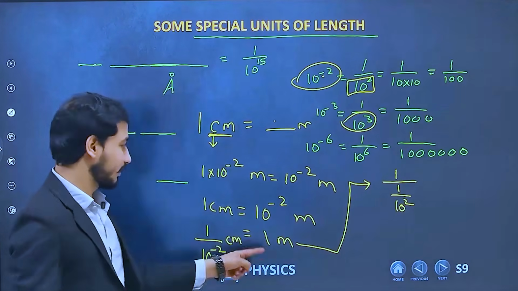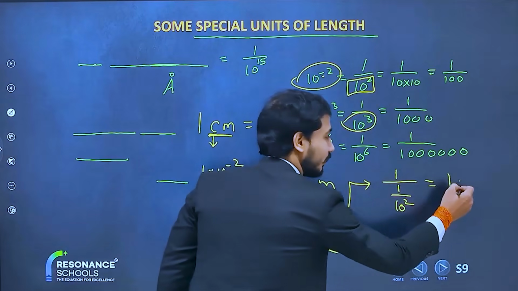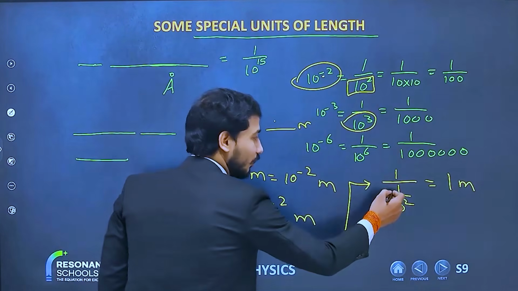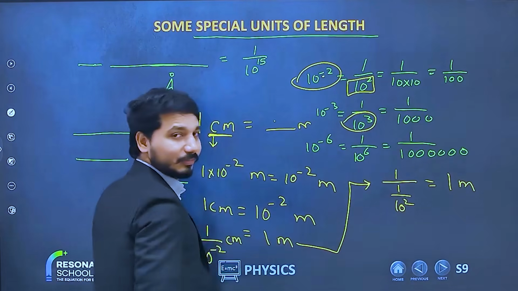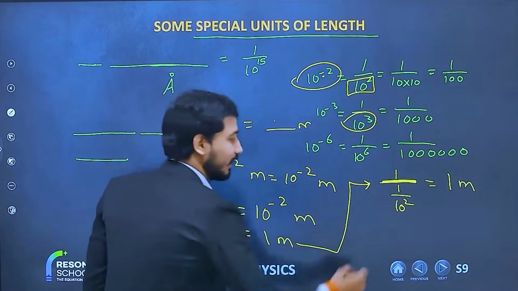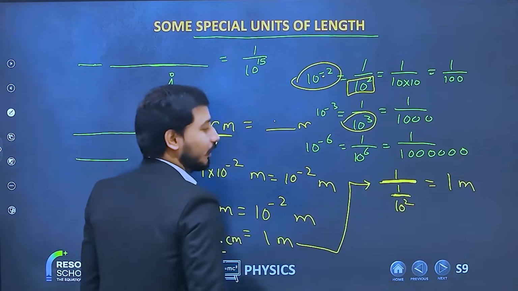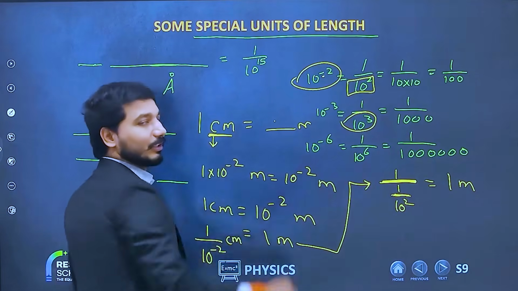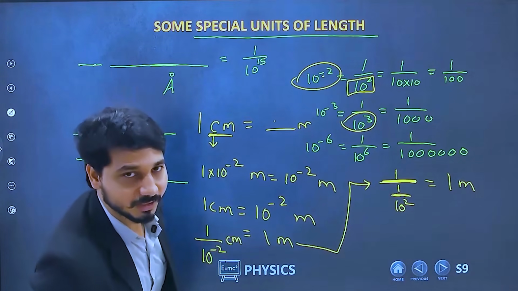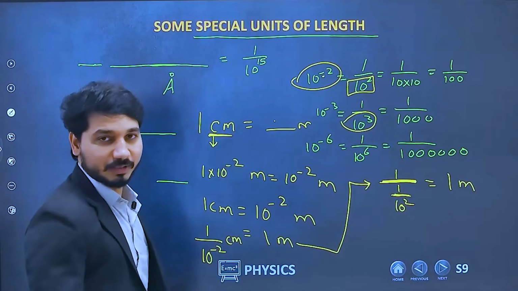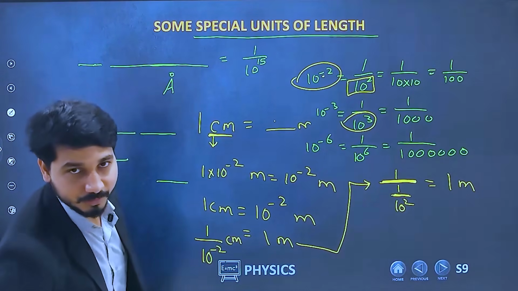And this is equal to 1 meter. So here two denominators are there, right? One is this main denominator. After that, this one is again in the denominator. So we know in maths, this can be reciprocated. This denominator will become numerator.